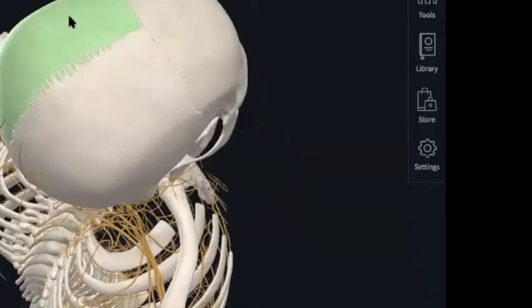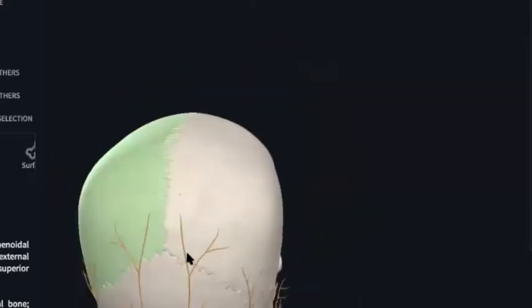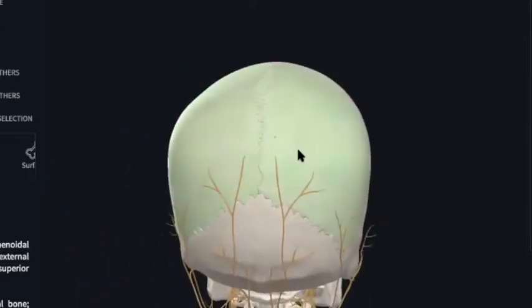And then your left and right parietal bones are joined by this sagittal suture. Remember, the sagittal plane separates the left and right halves right there. So this sagittal suture is connecting those two parts. And then those left and right parietal bones are connected to the occipital bones through this lambdoidal suture right here.